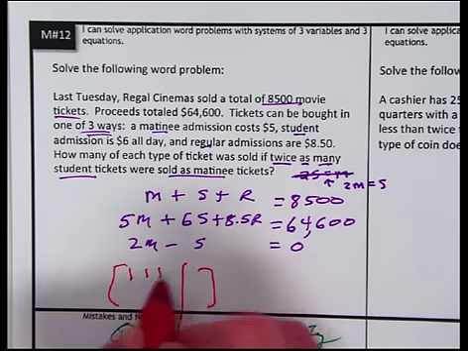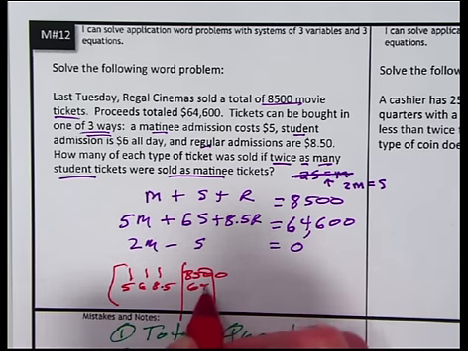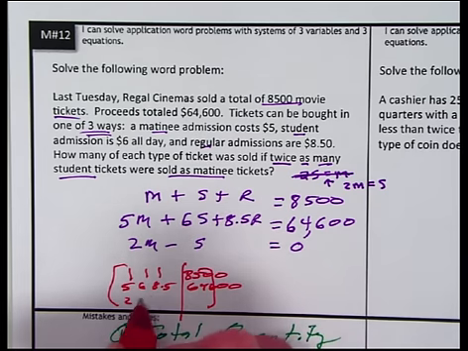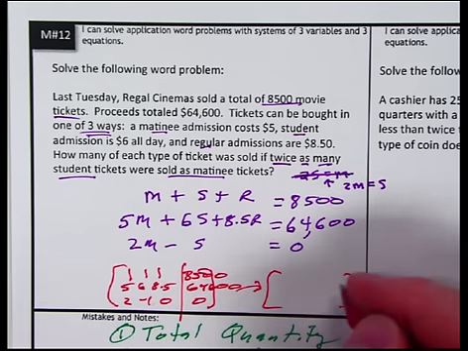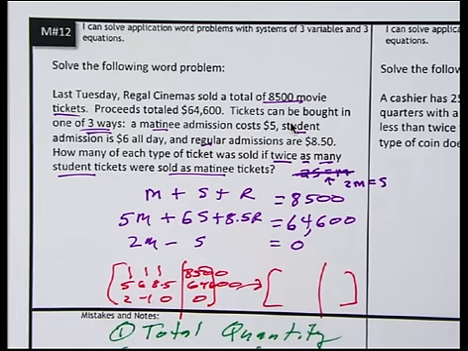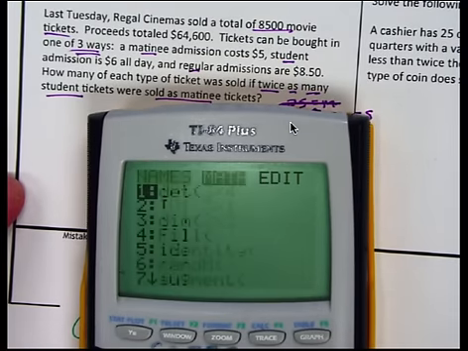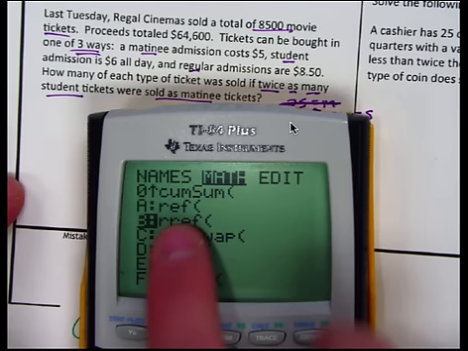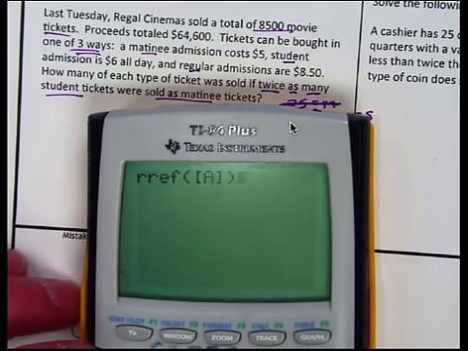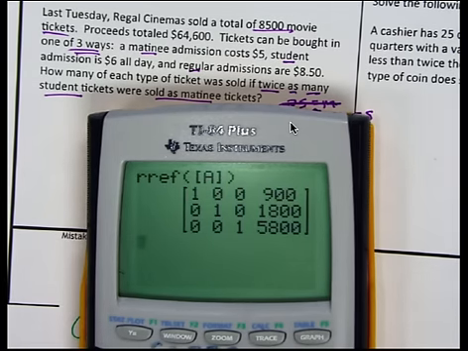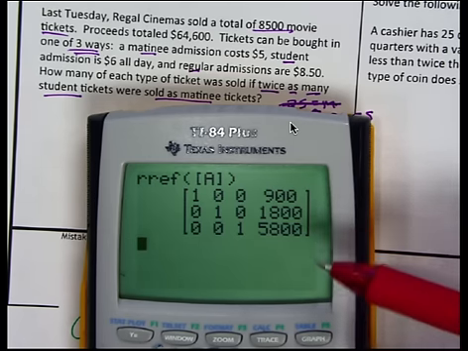So then it would be 1, 1, 1, 8,500. It would be 5, 6, 8.5, 64,600, and then 2, negative 1, 0, 0. And then when you RREF that, you're going to get the solution matrix. To RREF this, you need to go 2nd matrix, then over to math, go up a little bit, find RREF, push enter, and then you want to RREF matrix A. Once you put that in, it shows me the solutions. So it was 900 matinee, 1,800 student, and 5,800 regular tickets.